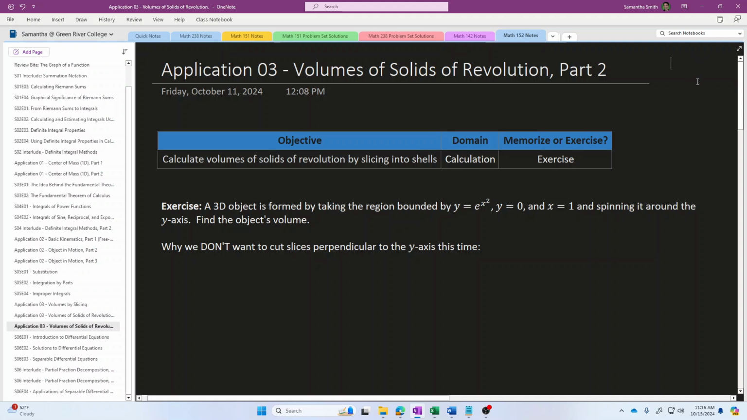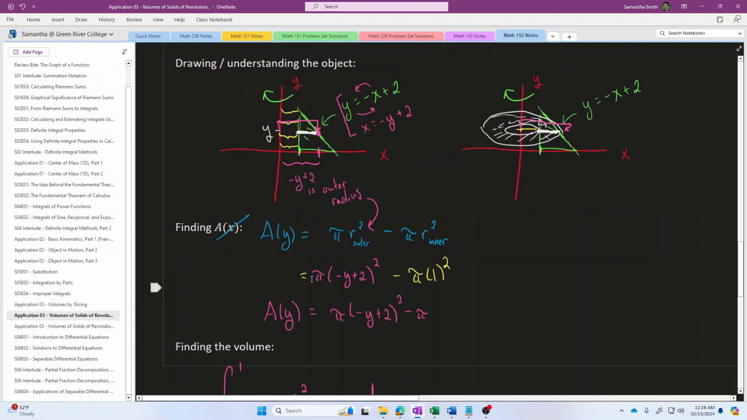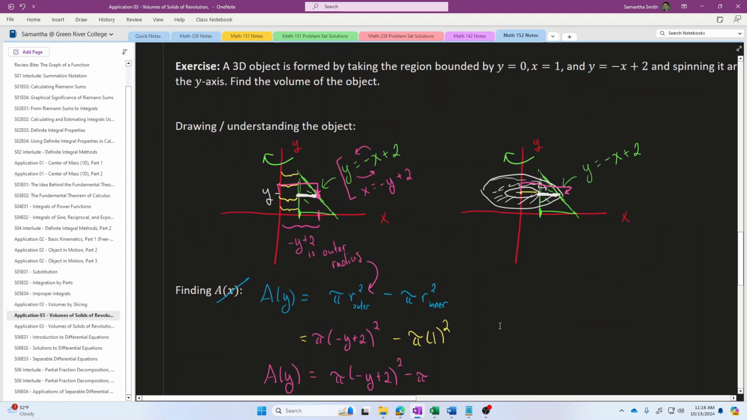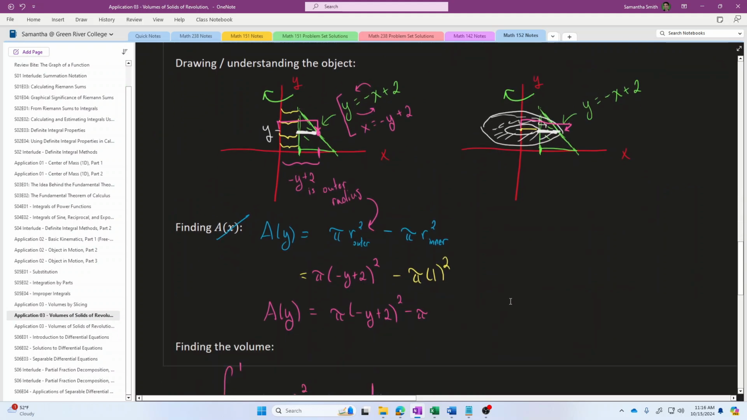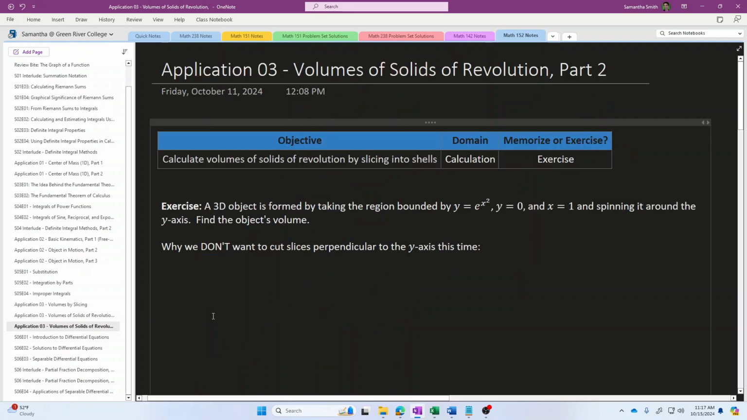of slicing your object. Yesterday, we focused on slicing the object so that either disks or rings were formed so that we could find the area of those disks or of those rings by using the geometric formula for the area of a circle. Today, we are going to focus on slicing our object differently, not slicing it into disks, but slicing it into cylinders.